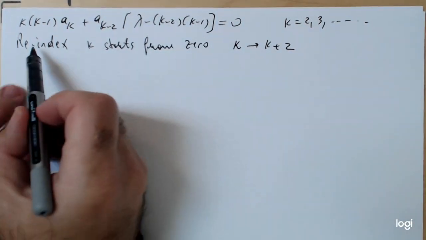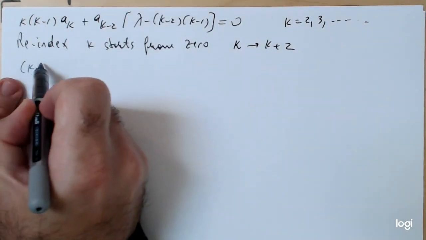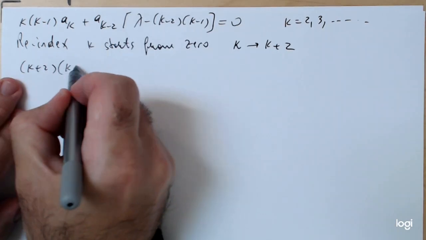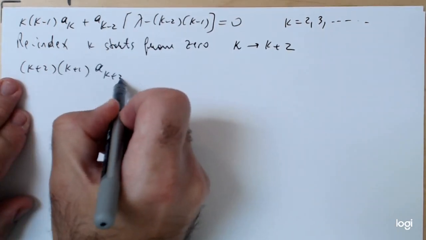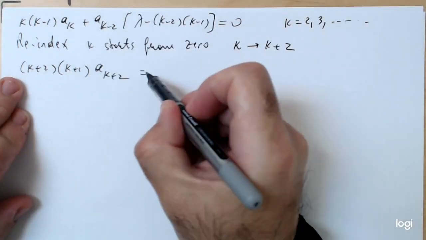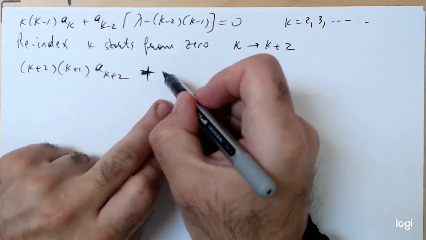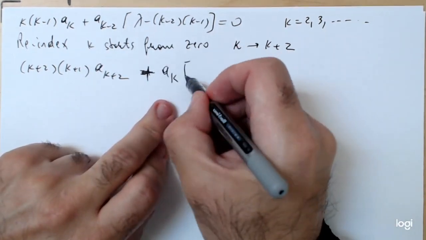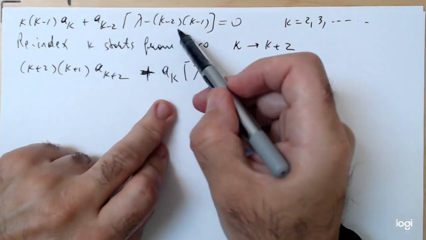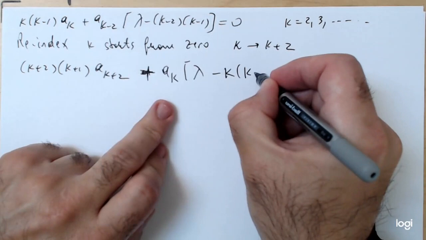Okay, so k replaced by k plus 2. That means this becomes k plus 2, k plus 1, a_{k+2}. Okay, and then on the right hand, the second term, this is a_k, k minus 2 becomes k, and then k minus 1 becomes k plus 1.